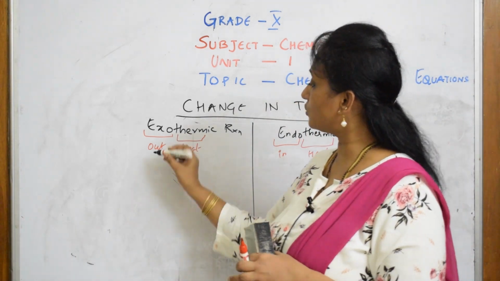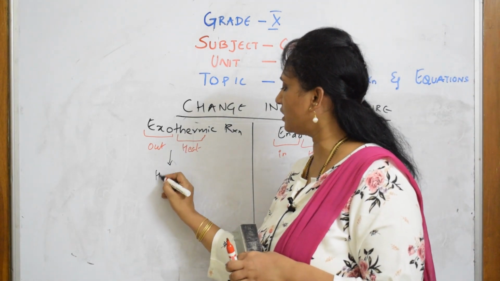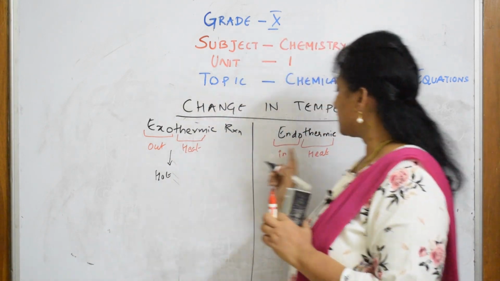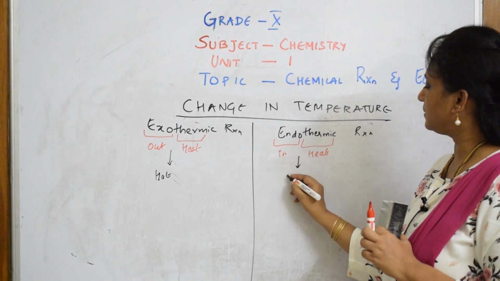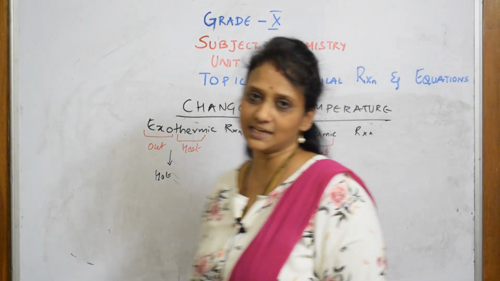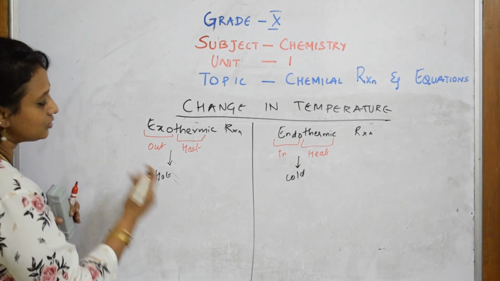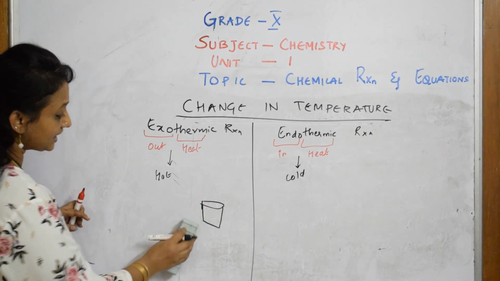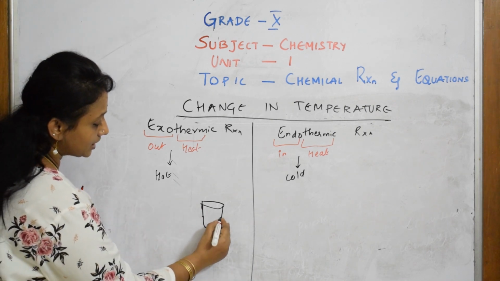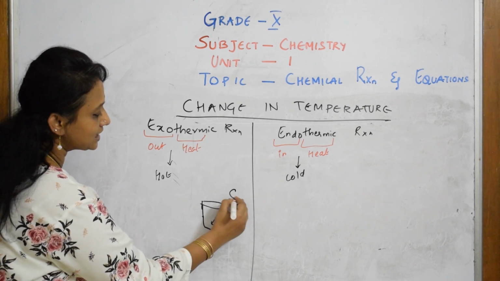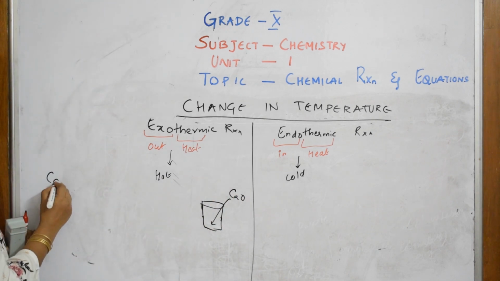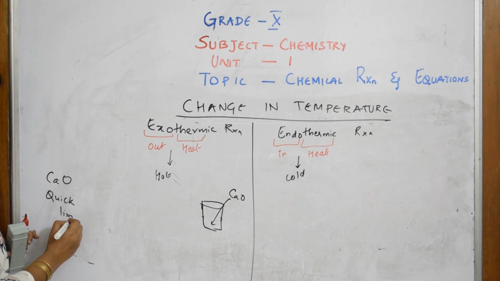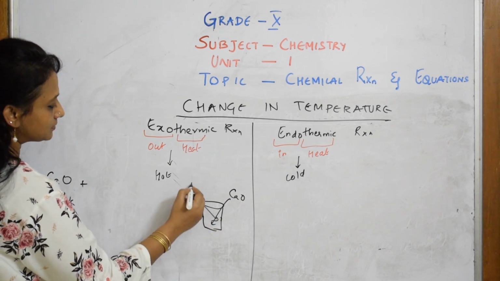When heat is given out, the beaker will become very, very hot; when you touch it, you will feel the hotness. If heat is absorbed inside, the beaker will become cold. Now let us take an example. You are going to take a beaker and add calcium oxide. What is the other name of calcium oxide? It is nothing but quicklime. To this you are going to add water, H2O.